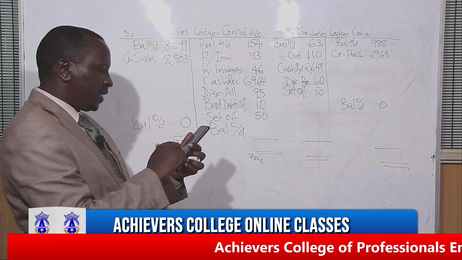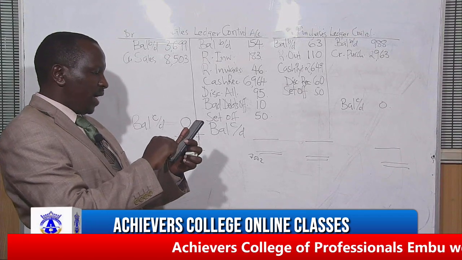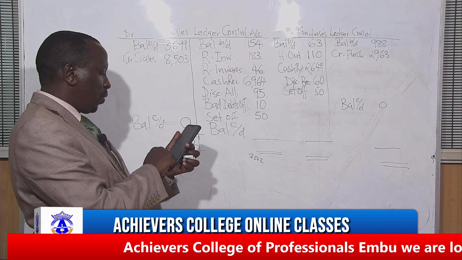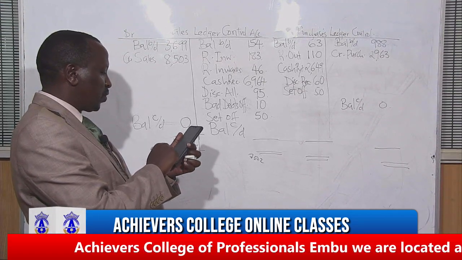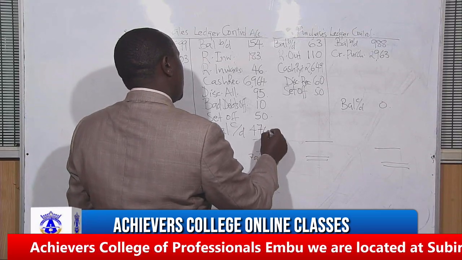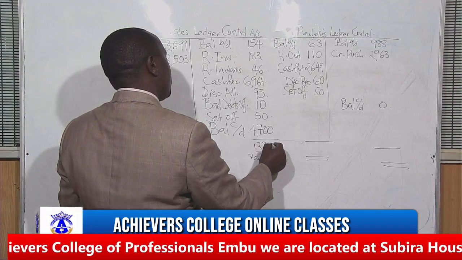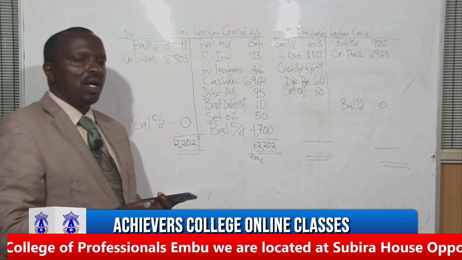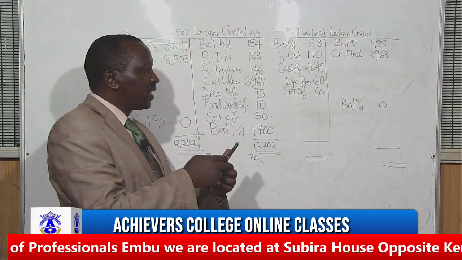So you minus 7502 from 12,202. You get the balance here of 4,700, so that your account balances at 12,202. Your account balances at 12,202. The other side is the same.